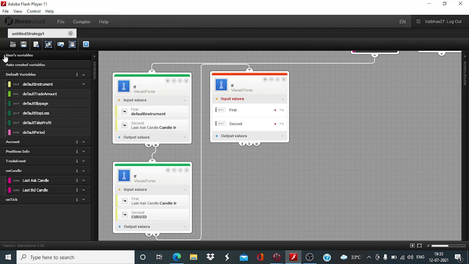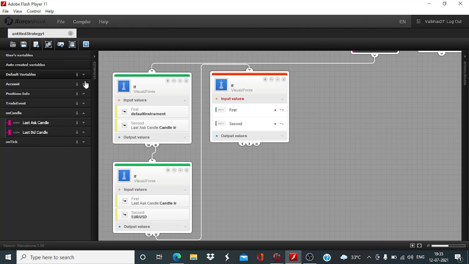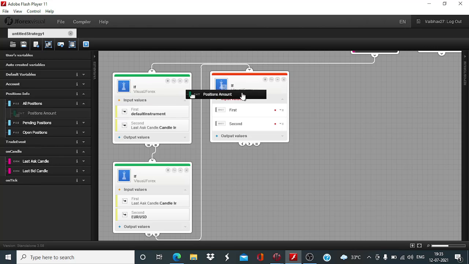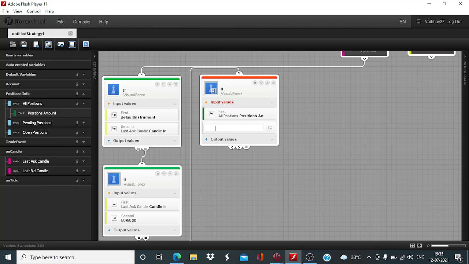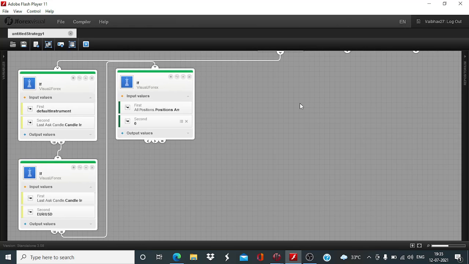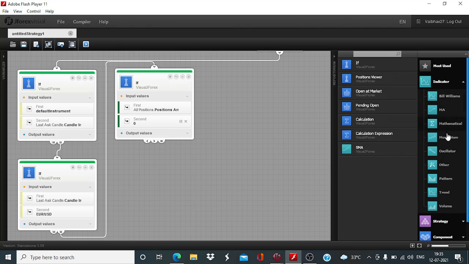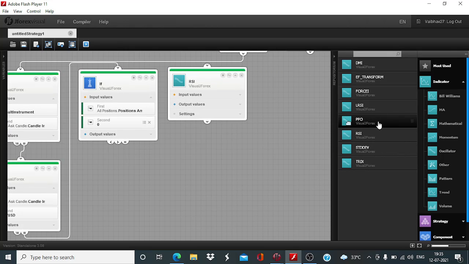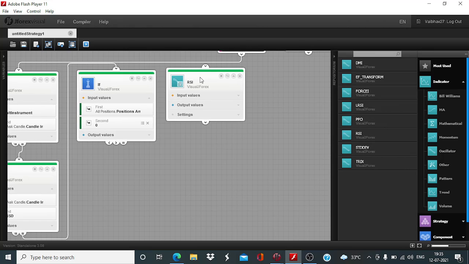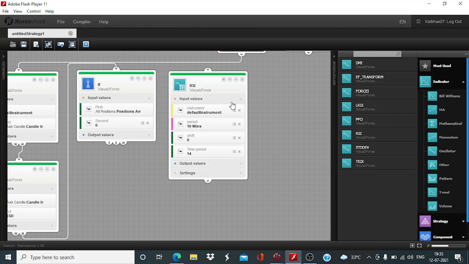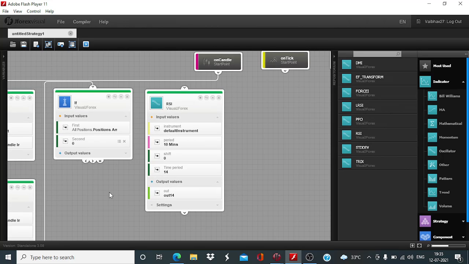And we want only one trade to be open at any given point in time. So we will also use this condition that the position amount, all position, should be equal to 0 before any new order gets placed. Okay, after that I will bring in the indicator block, and it is going to be oscillator RSI. Last time we were using the indicator PPO, percentage price oscillator. Now this session we have moved on to a new indicator.